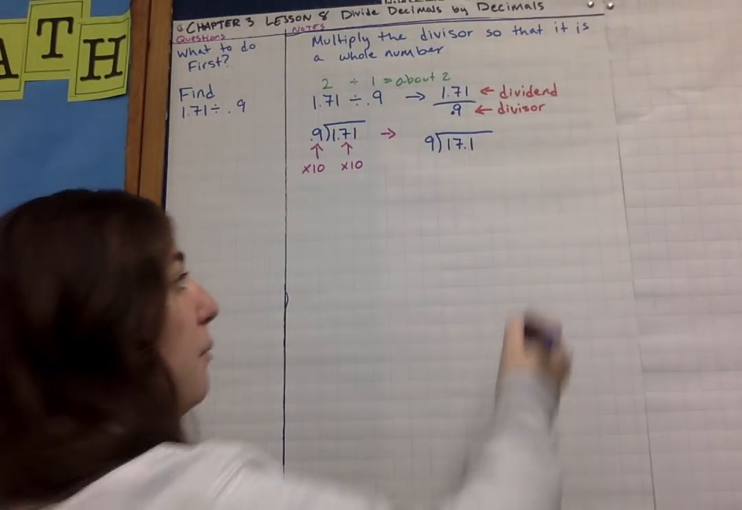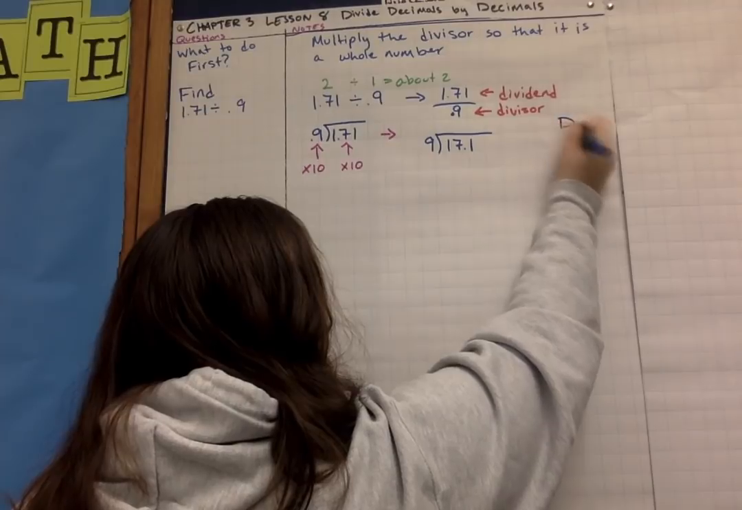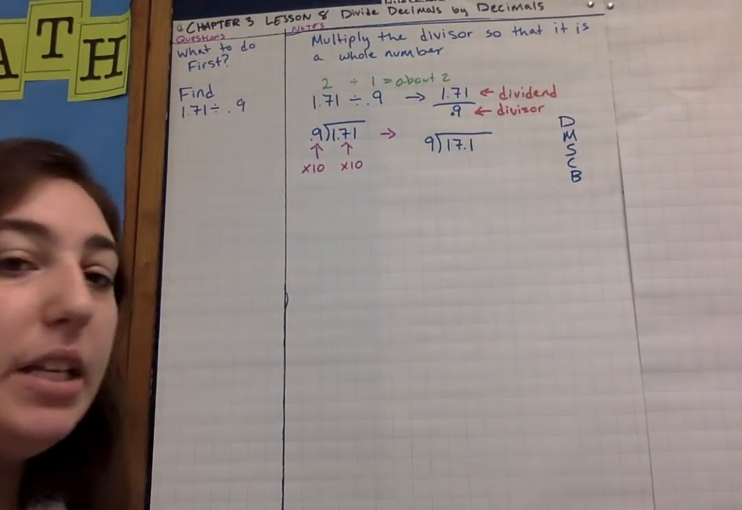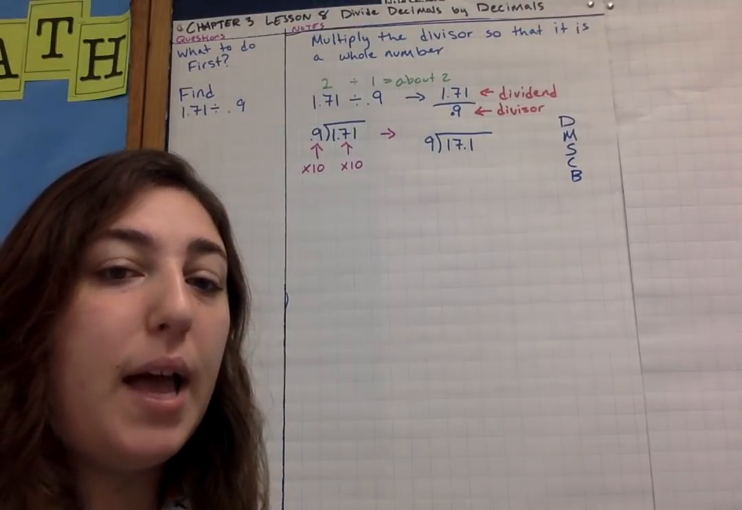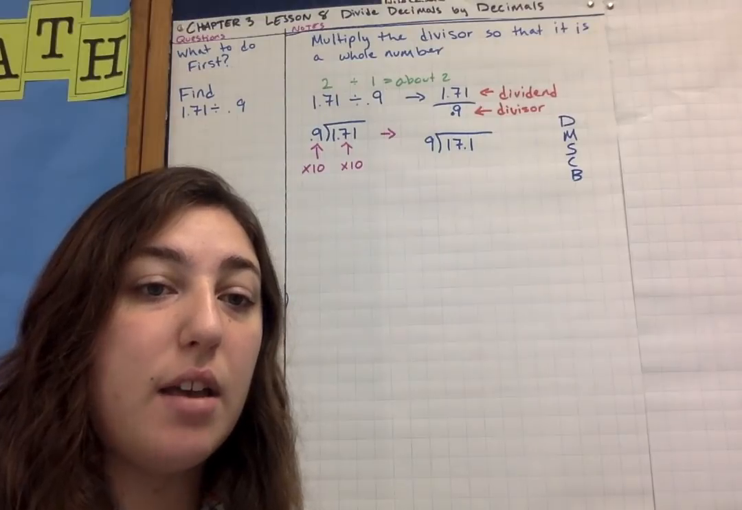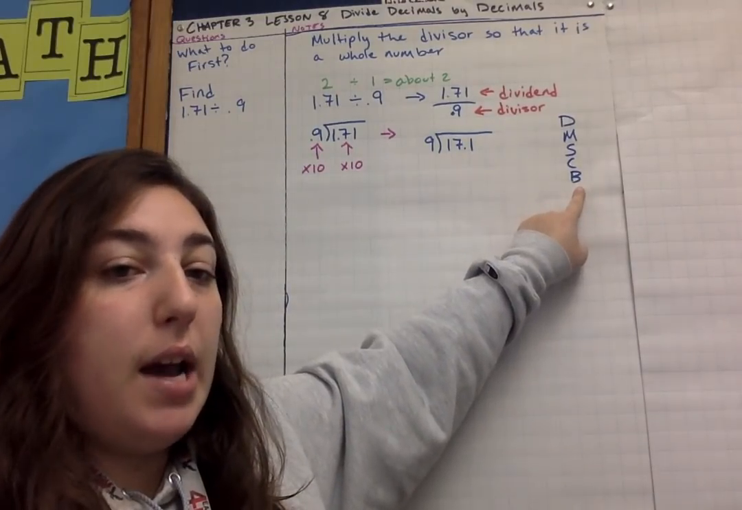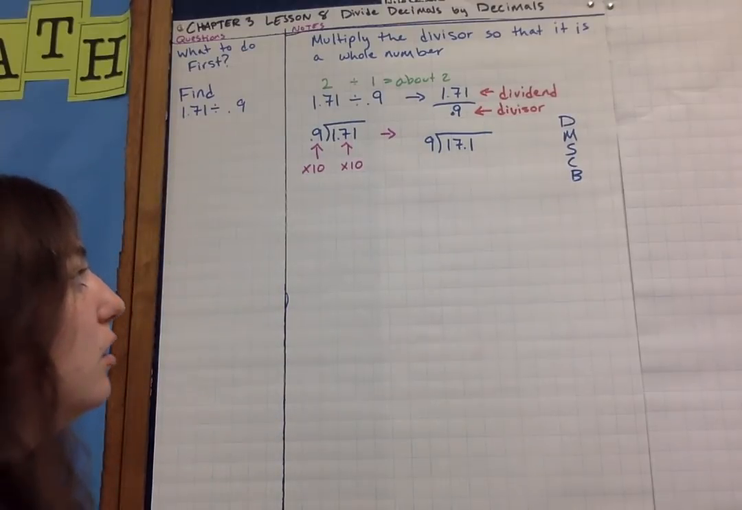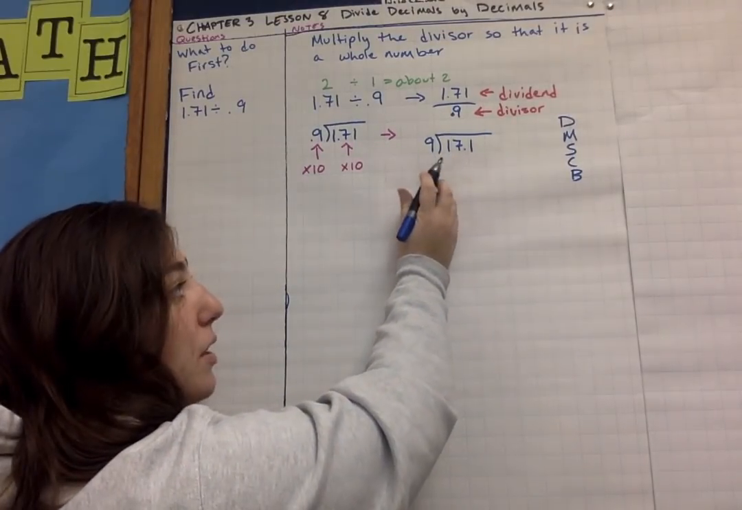Okay, so I'm going to remember these things on the side here. D, M, S, C, B. D stands for divide, M stands for multiply, S stands for subtract, and then C stands for check, and our last one, bring down. So we're going to follow those steps. We're going to repeat those steps when long dividing. So first I'm going to divide.